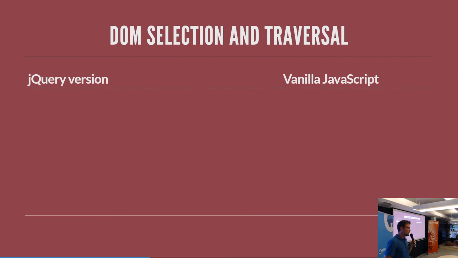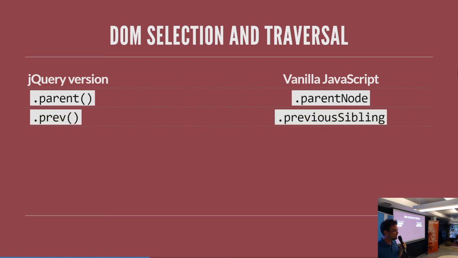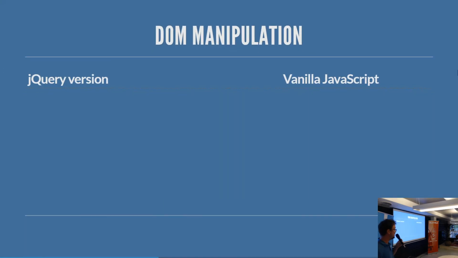So let's have a look at what the jQuery methods were that we could use, and how that looks in vanilla JavaScript traversing the DOM. I think most of these are methods you use. I use closest often and stuff like that to walk the DOM, but you can get that in the native document object model as well. So we're covered there. Then DOM manipulation.